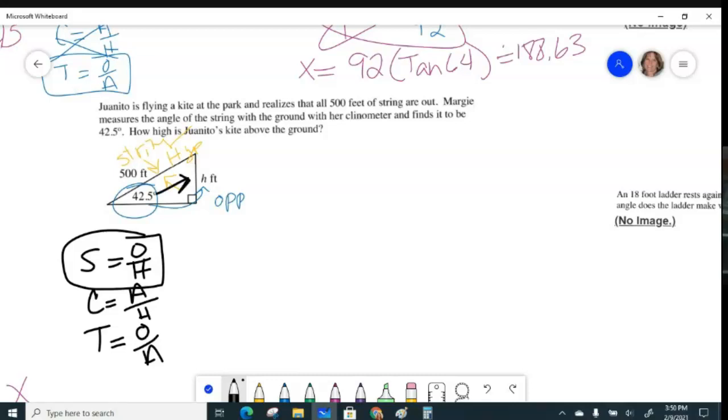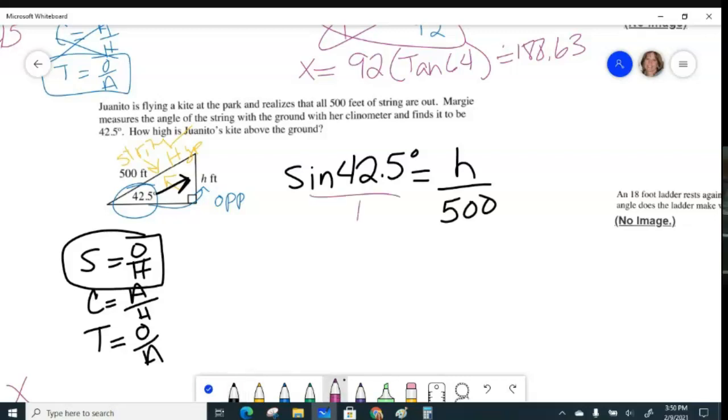Okay, so sine of 42.5 degrees is going to equal the opposite over the 500. And again, we want to put this over 1. That's fine, you don't have to worry about that part. I sometimes don't even write the degree sign, but we want to remember that it is an angle measure. All right, so cross multiply, and we get h is equal to 500 times the sine of 42.5.